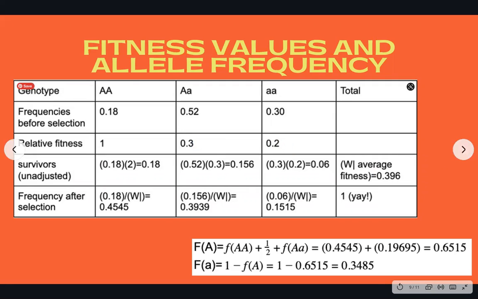Given these fitness values, we can calculate the survivors before selection and the frequency of them after selection, and here are those computed values.